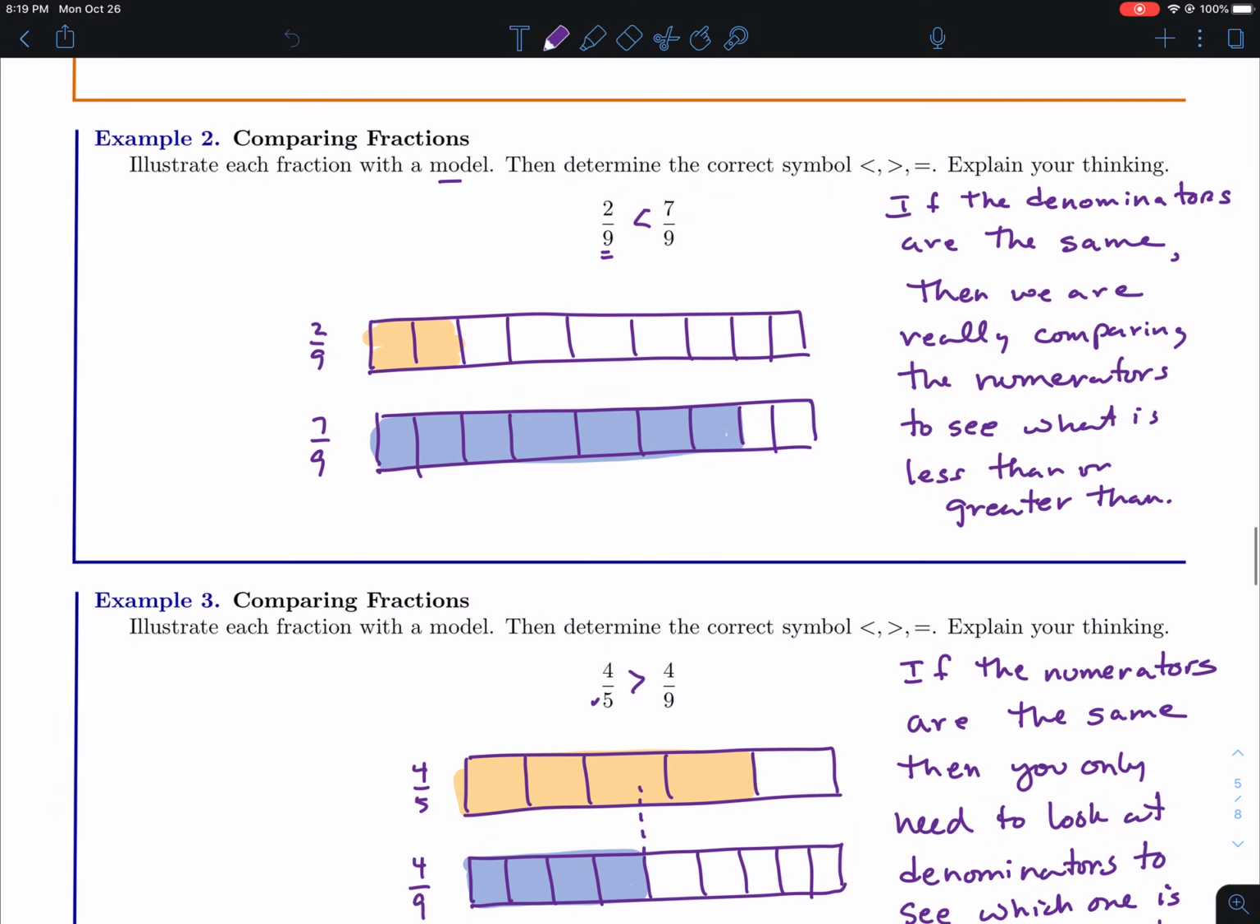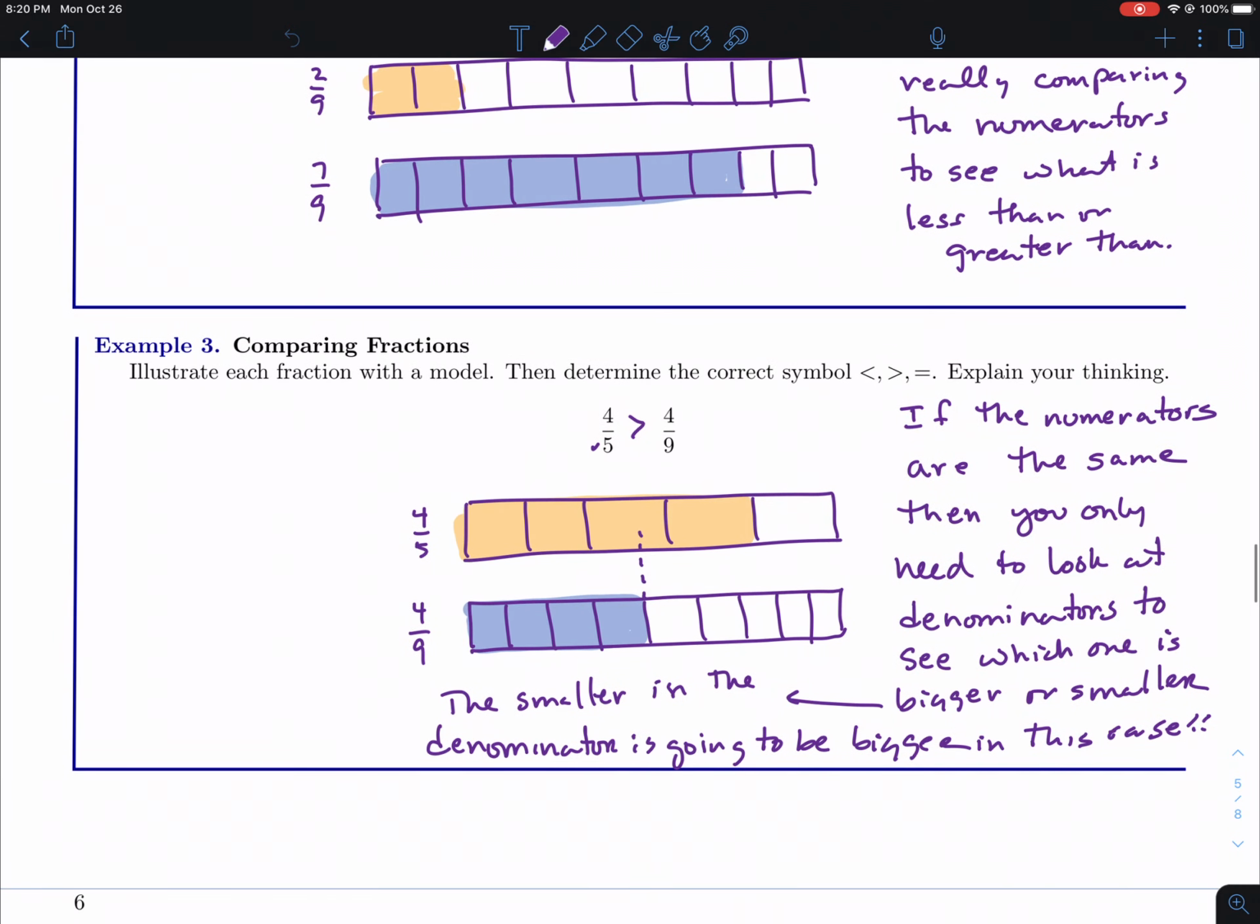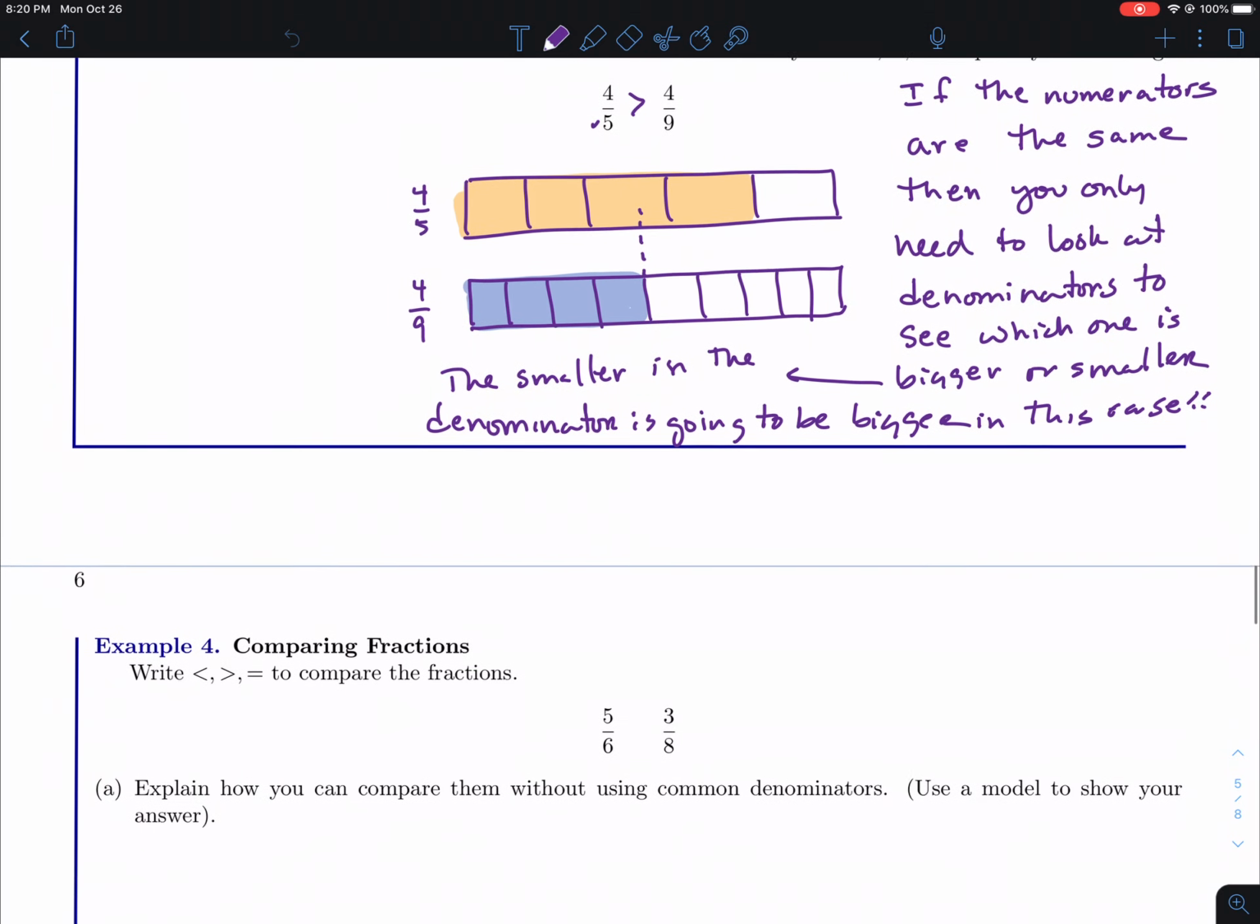So in this case, even though the 5 is smaller than the 9, since it's in the denominator, it'll actually make for a bigger fraction. So again, if you forget, you don't have to remember these rules. You can just draw it out like I did and get the answer that way. So you don't have to memorize anything or try to remember anything.